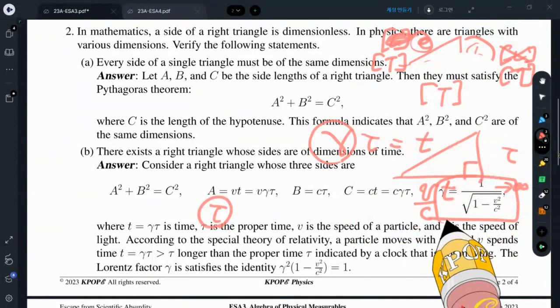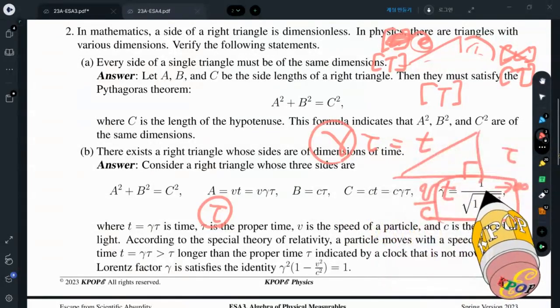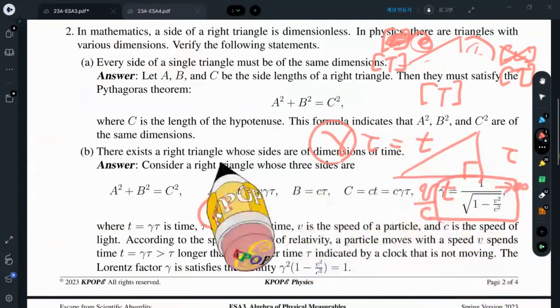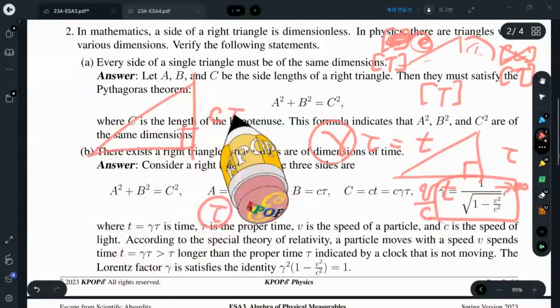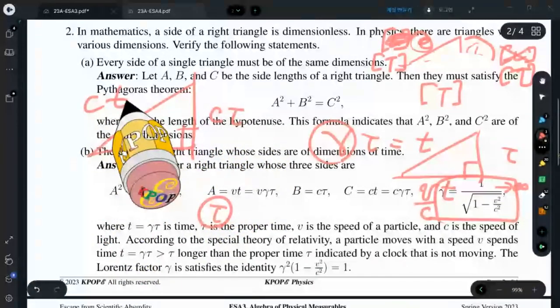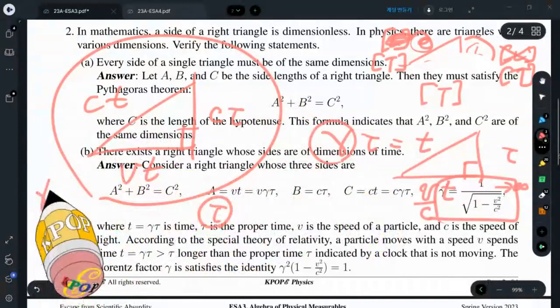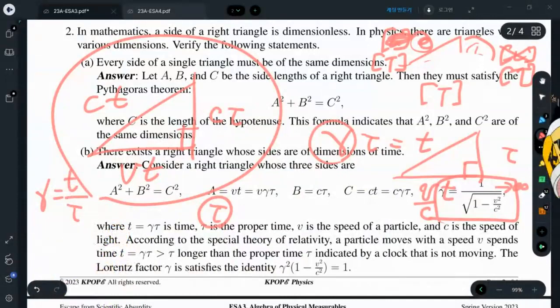If I want to make everything have dimensions of length, then a simple way to do that is to multiply by the speed of light to get c tau, ct, vt. This is a relativistic triangle, and the gamma is nothing but the time divided by the proper time.